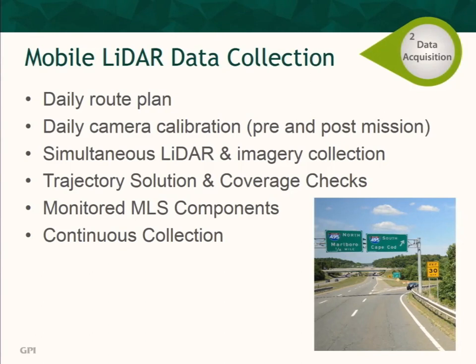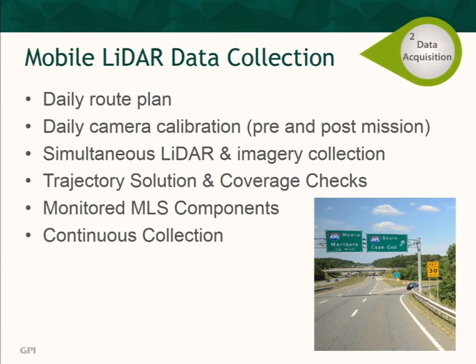And so the daily route is planned, and of course you calibrate the camera pre- and post-mission. We're collecting LiDAR and imagery at the same time. And of course you're tied to a GPS network. You're tied to 5, 6, 7 satellites at one time. You've got to make sure that you have not lost your signal. And so you monitor all these conditions, and the idea here is to drive at highway speeds and collect as much as you can. Now, in good conditions, we can collect up to 50, 60 miles a day. It depends on where you are and what kind of conditions you need to be in.